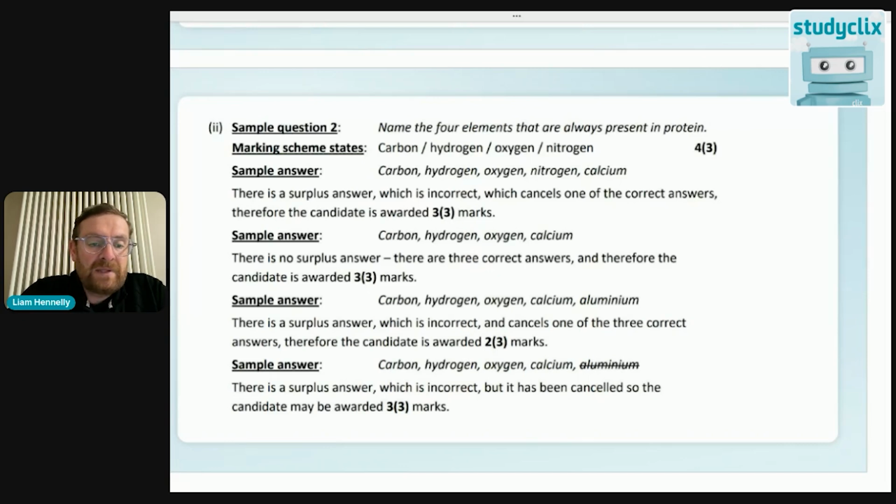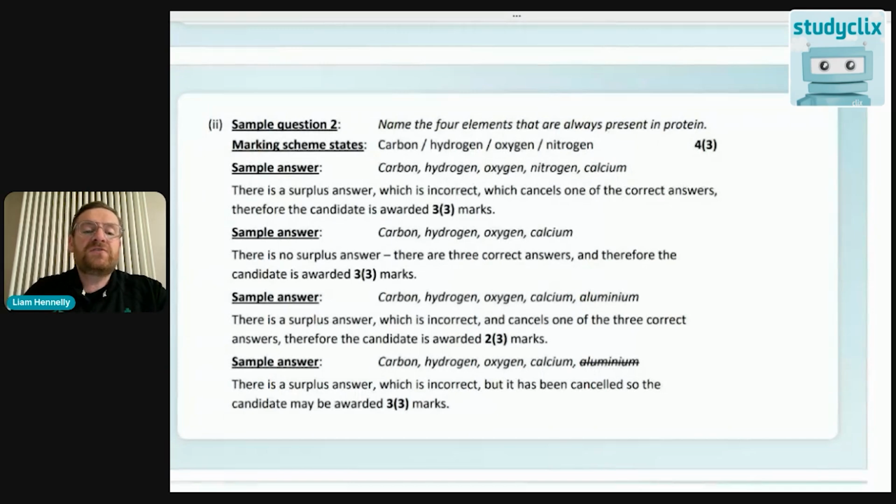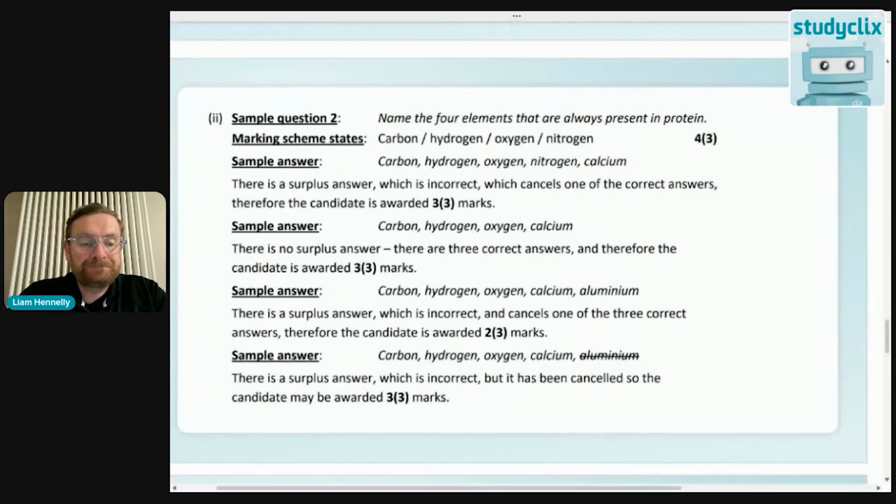The next sample answer is carbon, hydrogen, oxygen, and calcium. This time there are 3 right and 1 wrong, but because 4 answers were asked for, this student is going to get 3 3s for 9, and they are not penalized.